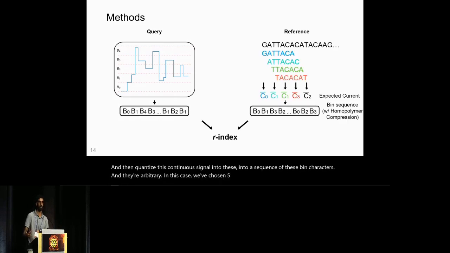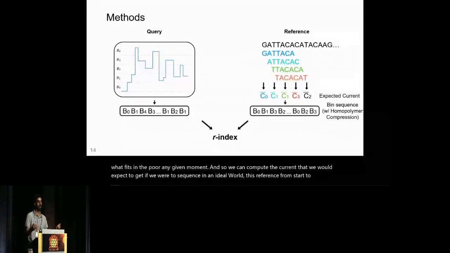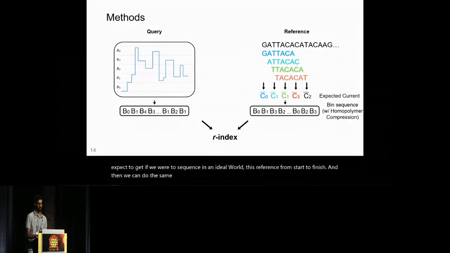And so we can treat the reference the same way, and we do that by digesting the reference into k-mers. In this case, a 6-mer, because a 6-mer is what's characteristic of the electrical signal, because a 6-mer is what fits in the pore at any given moment. And so we can compute the current that we would expect to get if we were to sequence, in an ideal world, this reference from start to finish. And then we can do the same quantization procedure on that to get the expected bin sequence of the reference.